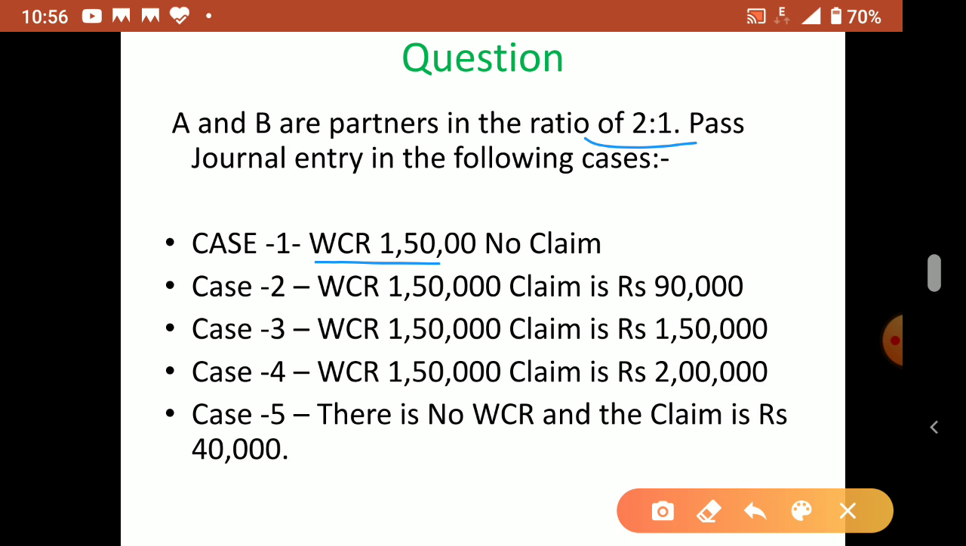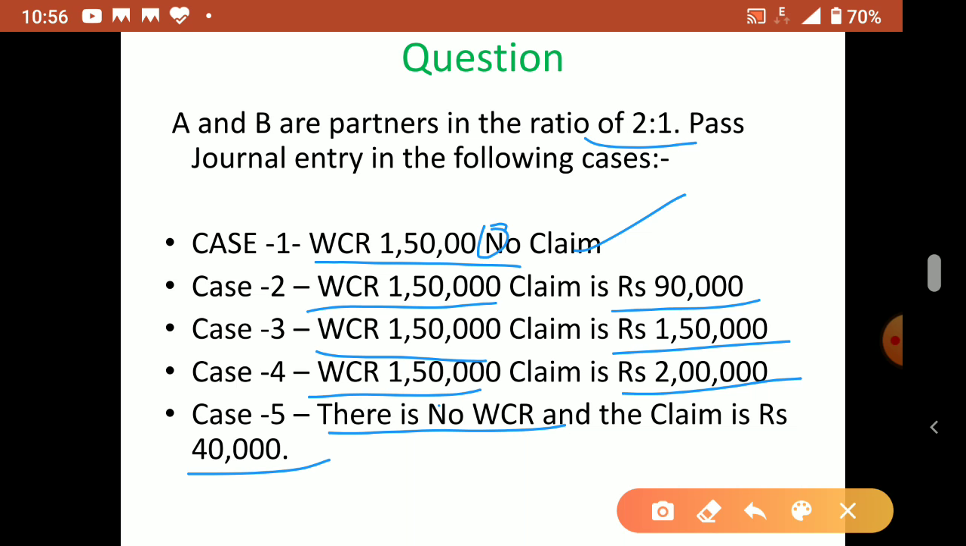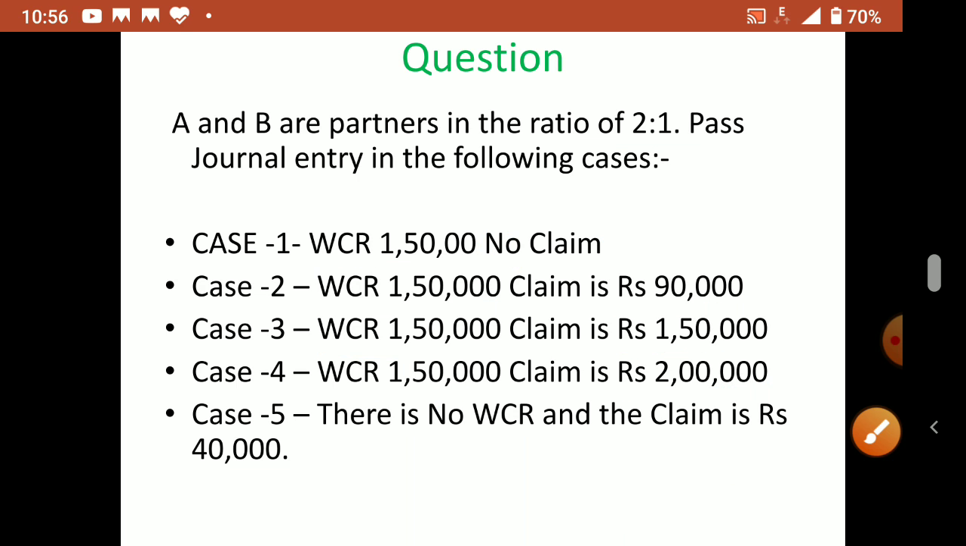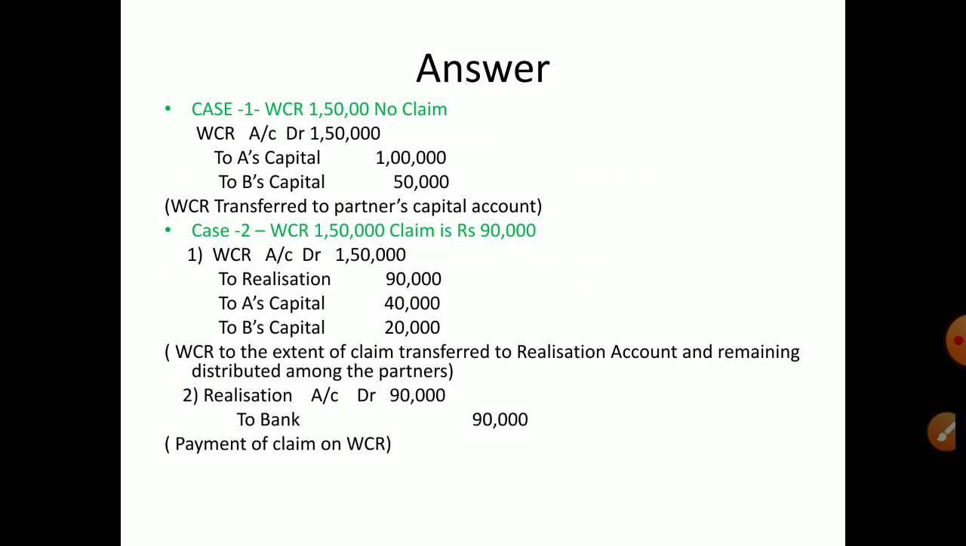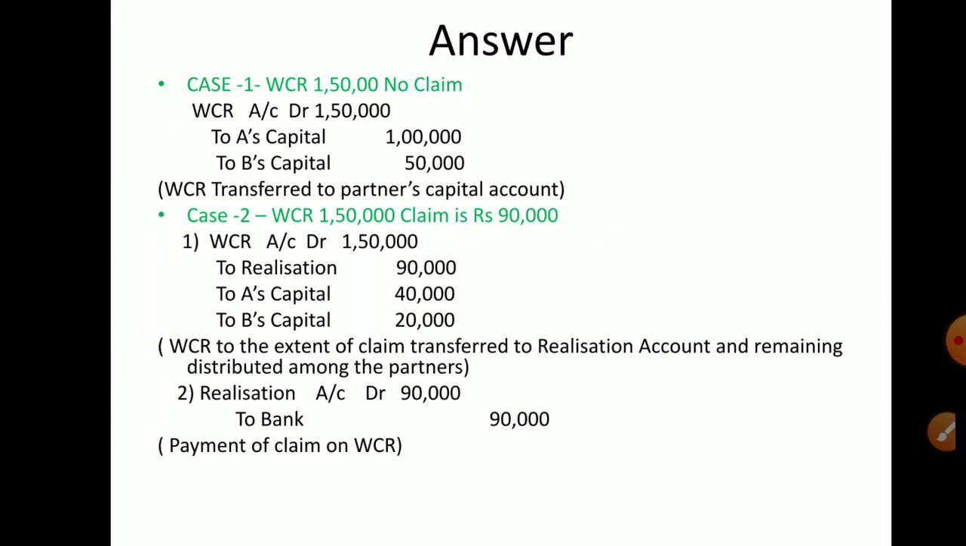So case 1: WCR 1,50,000, no claim. Next, WCR 1,50,000 but claim is 90,000, less than WCR. Then third case: WCR 1,50,000, claim is 1,50,000, equal to WCR. Now WCR 1,50,000 and claim is 2 lakh, so claim is more than WCR. Then no WCR but claim is 40,000. WCR we didn't create but claim is there, 40,000. So all these situations we discuss one by one. Two partners' ratio is 2 is to 1. So first case answer we'll discuss.